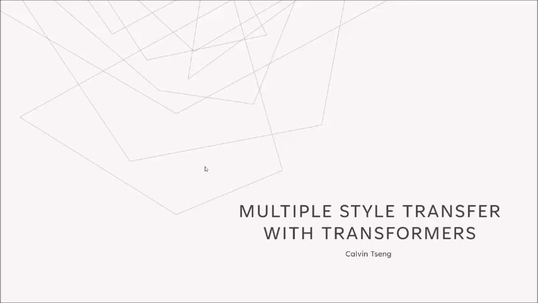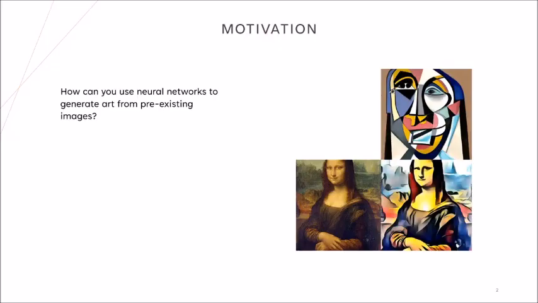Hey, my name is Calvin Zhang, and my project was on multiple style transfer with transformers. So I had the general question of how we can use AI to generate art, and I came across style transfer, which allows you to generate new art based on reference images. So I thought this was a really interesting idea, and I wanted to research this problem more deeply.